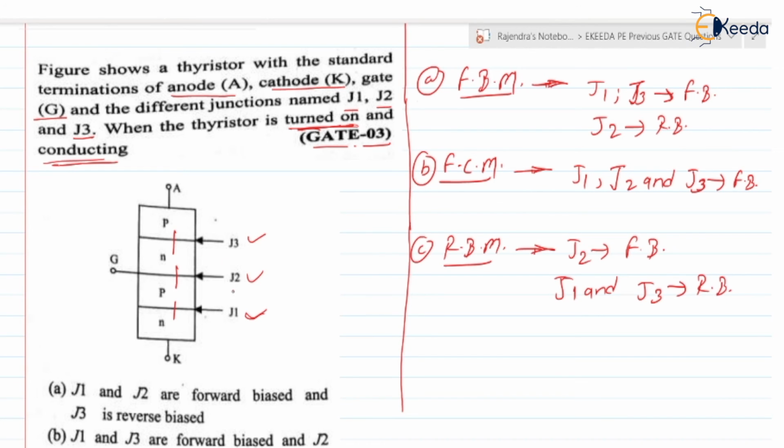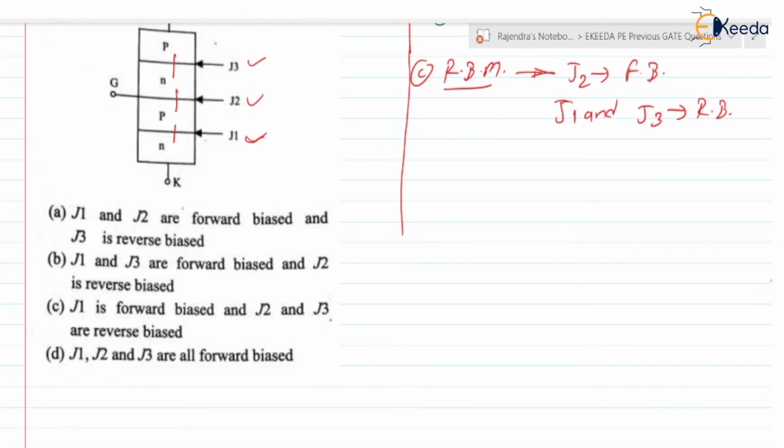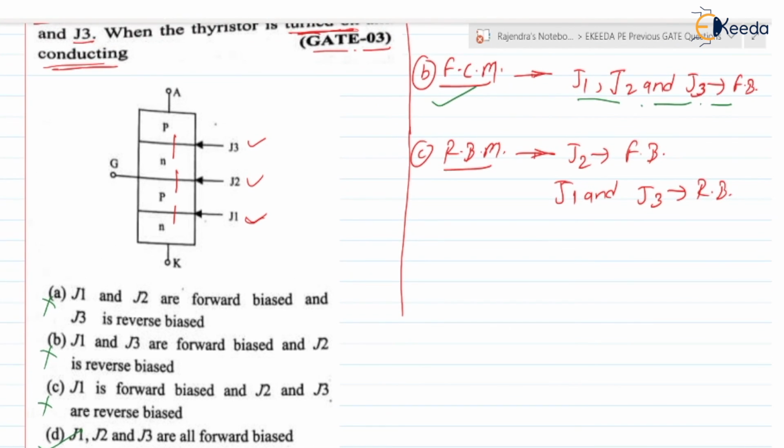Is this clear? Here it is given that the thyristor is turned on and conducting, which means it is the forward conduction mode only. In that case J1, J2 and J3 will all be in forward bias. Checking the options: J1 and J2 forward biased and J3 reverse biased, no. J1 and J3 forward biased and J2 reverse, no. J1 forward biased and J2 and J3 reverse, no. J1, J2, J3 all forward biased, yes. Option D is the correct option.